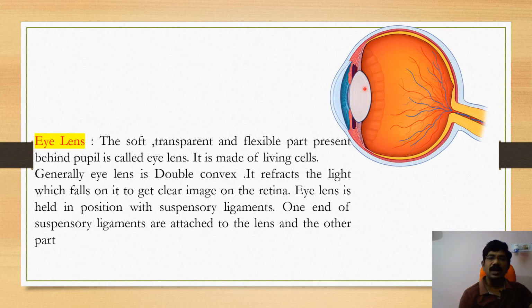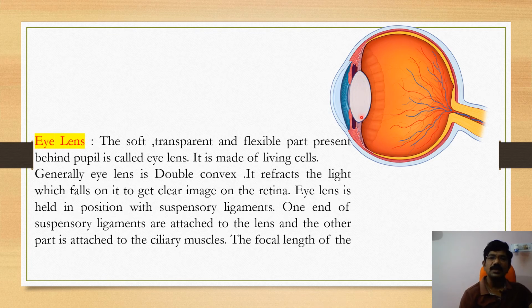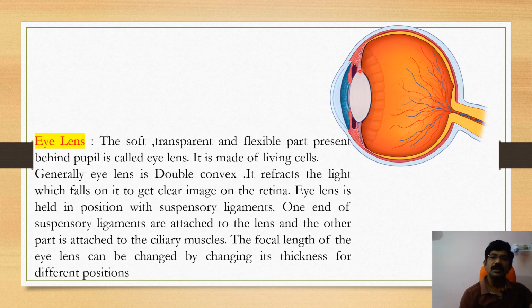One end of the eye lens is attached to suspensory ligaments. Observe this one. These are the suspensory ligaments. These suspensory ligaments hold the eye lens in the right position. Are you clear? The other end of the suspensory ligaments is attached to the ciliary muscles. These are the ciliary muscles.